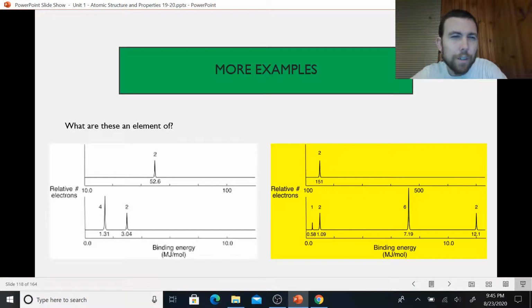So now that you have that question, pause the video, identify the identities of the elements, and identify the sublevels that the electrons are residing in.